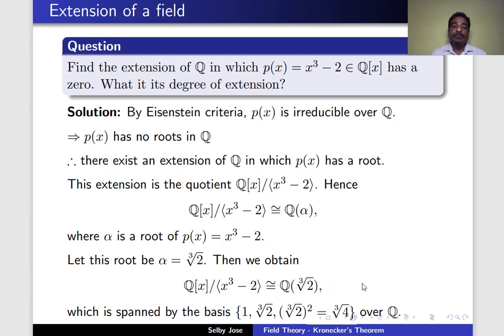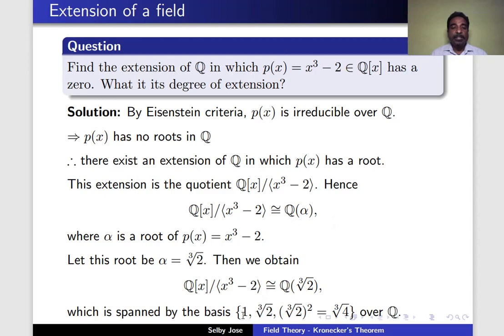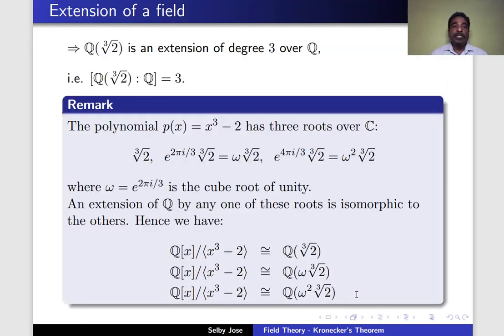And what will be the basis of Q(cube root of 2) as a vector space over Q, which is the same as 1, cube root of 2, cube root of 2 the whole square, that is the same as cube root of 4, over Q. So therefore, Q(cube root of 2) is an extension of degree 3 over Q, because we have seen that there are 3 elements in the basis. So therefore, this field extension has degree 3. That means that the degree of extension Q(cube root of 2) over Q is equal to 3.